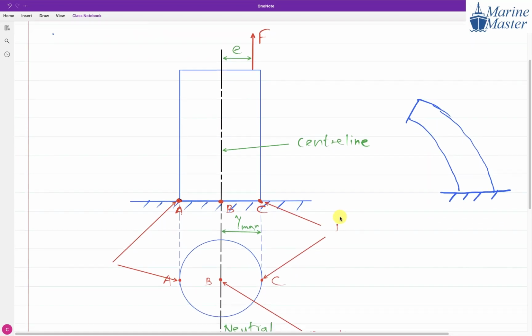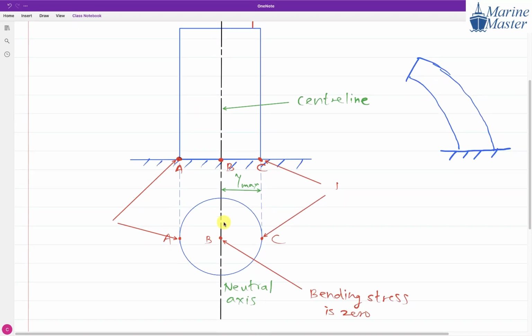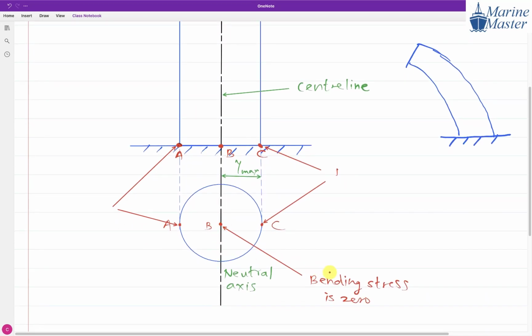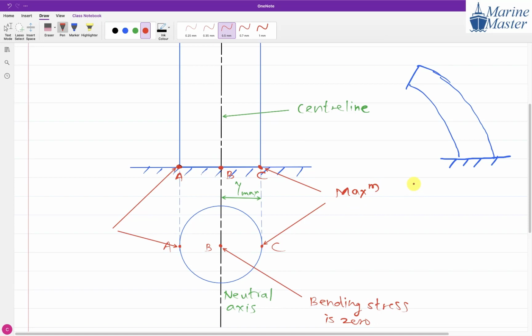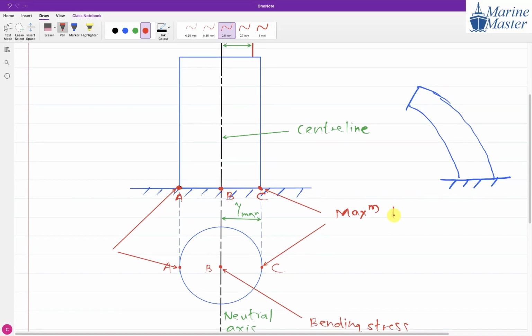As this column is going to bend like this, at the neutral axis, which type of stress do we get? Bending stress is 0 at the neutral axis, that's why we call it the neutral axis. But at point C, in this current scenario, what is the nature: maximum tensile or maximum compressive bending stress? In this case, it is maximum tensile bending stress. Observe here, what will we get?